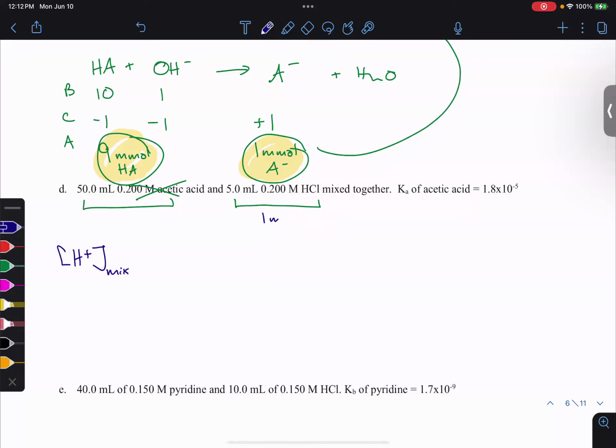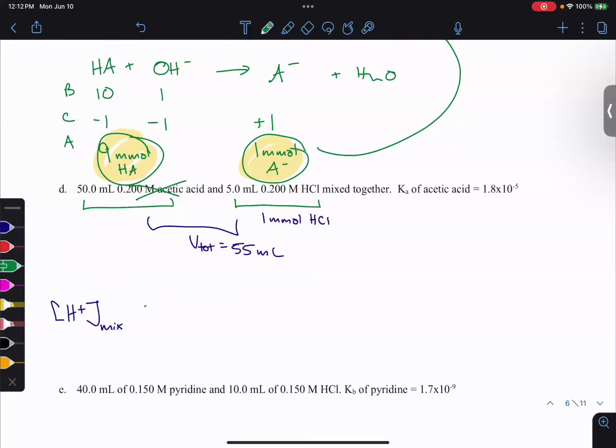So we have 1 millimole of HCl here, and we're mixing it with 50 milliliters of stuff. What is the total volume? It is 55 milliliters, so we are still diluting that H plus. We need to figure out what that new concentration is. It's not 0.2. So 1 millimole of HCl is being diluted to a total of 55 milliliters. This is the new concentration of HCl, because you're only adding a little bit into a pretty large volume.